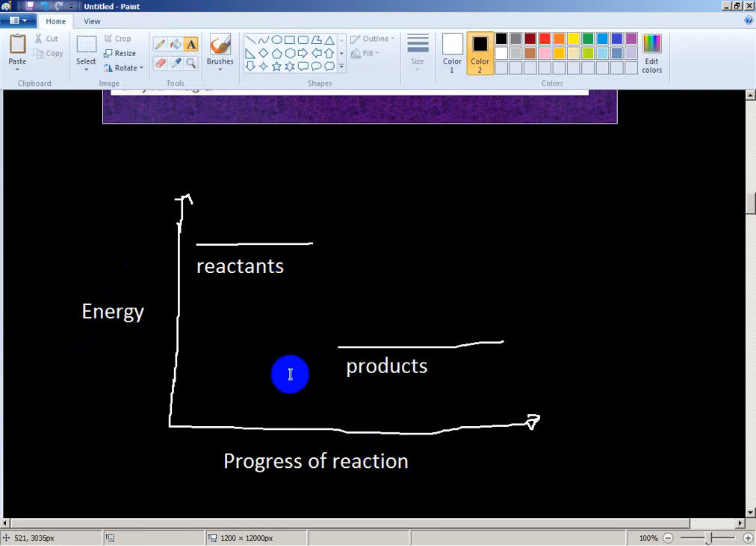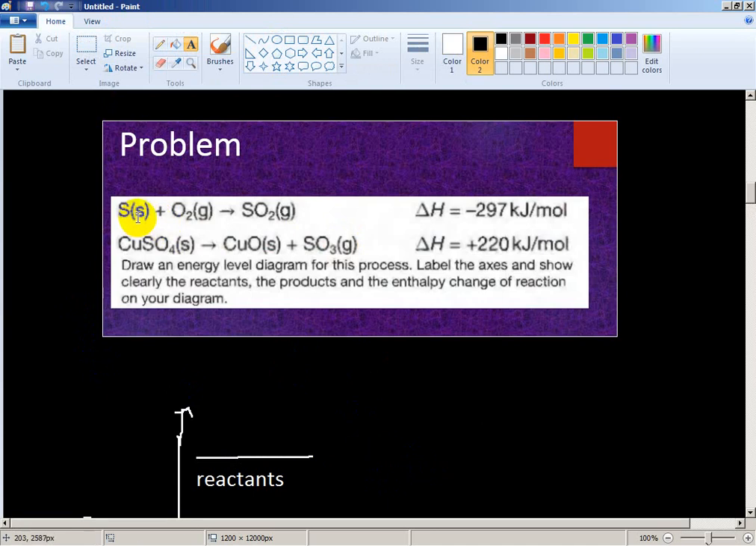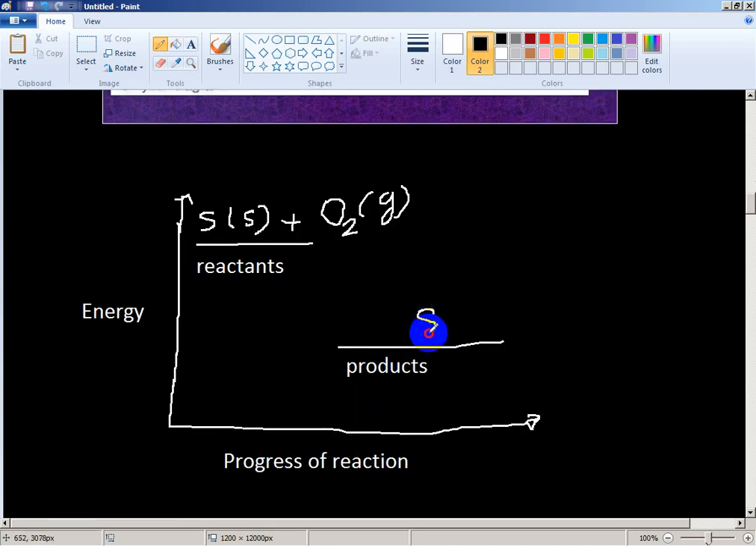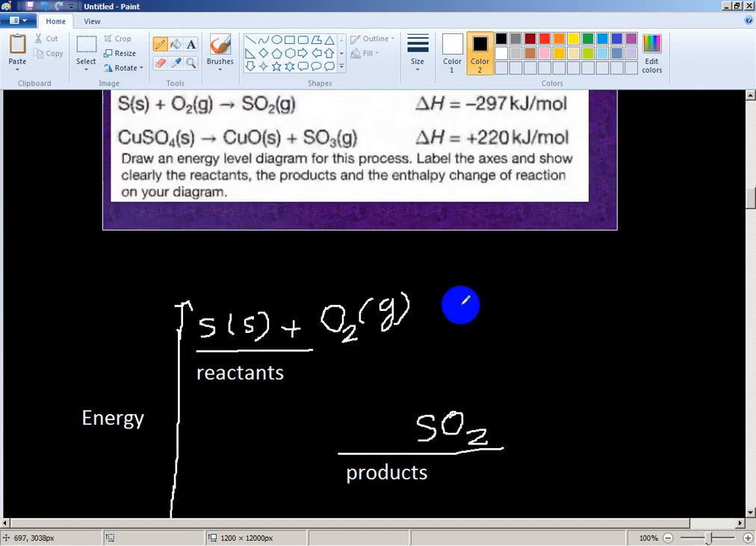Okay, the reactants are sulfur solid and oxygen gas. The product is sulfur dioxide, a gas.